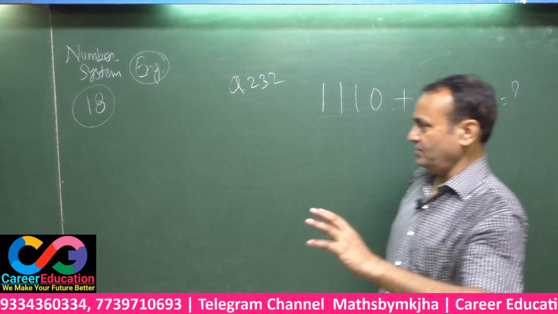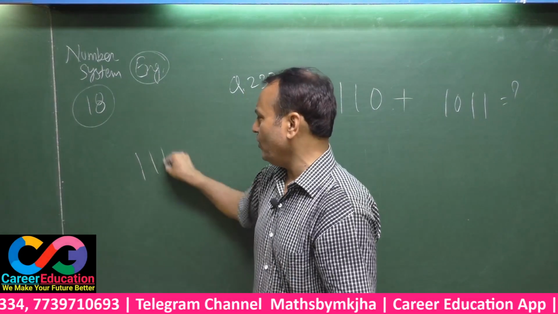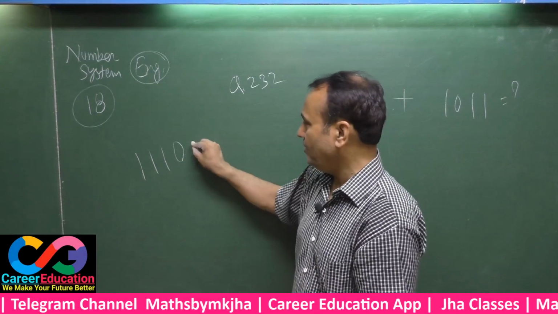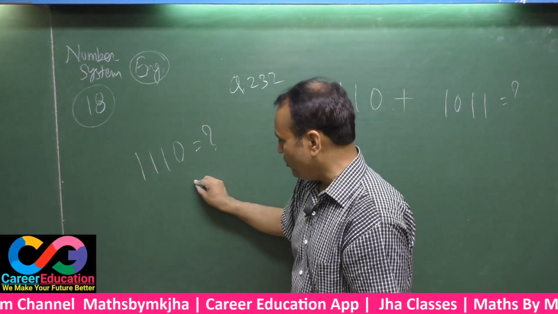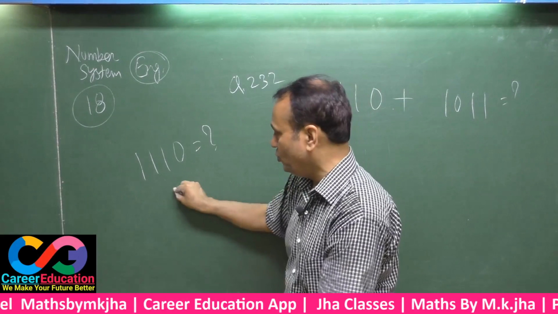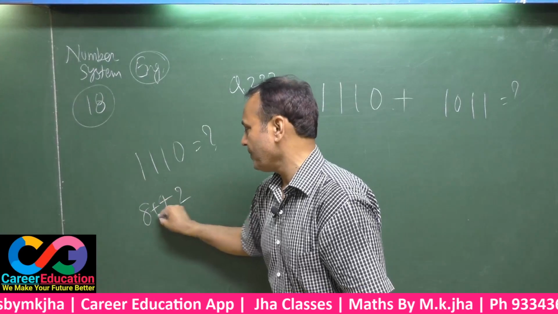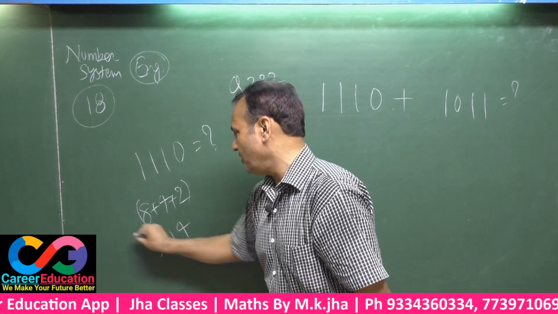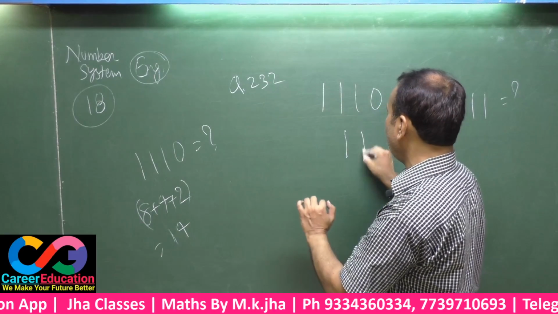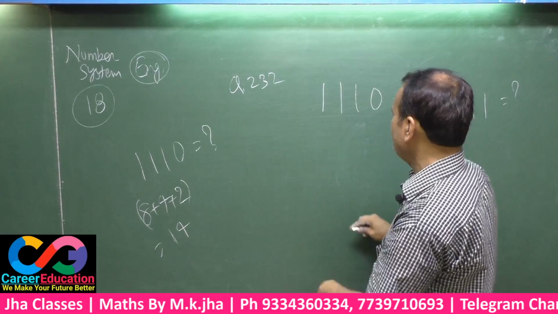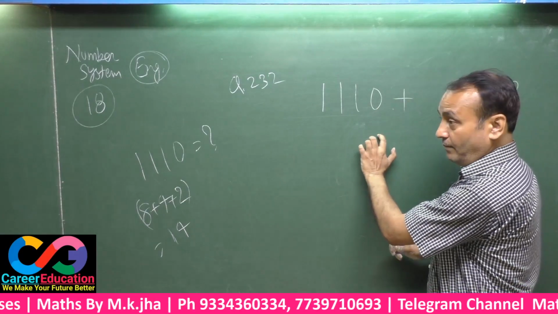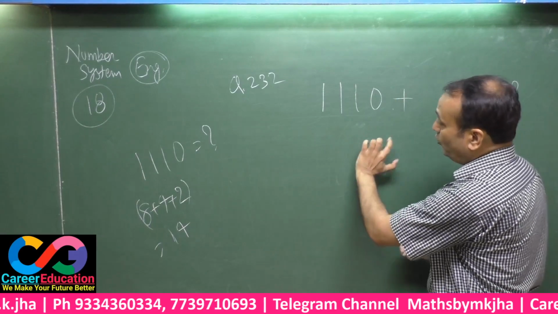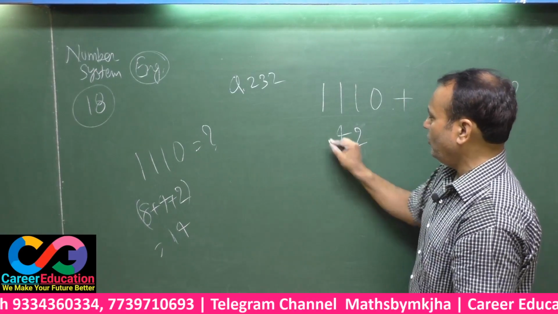If this is to be asked, 1110 is how much in decimal system? Certainly you will be writing here 0, not accepted, 1, double 2, double 4. That means this is your 14. This is your 14. That means you can write here 14. See here, let me write here as well. This is 0, but it is 1 if there is the symbol of 1. This is 1, 1, double 2, double 4, double 8.